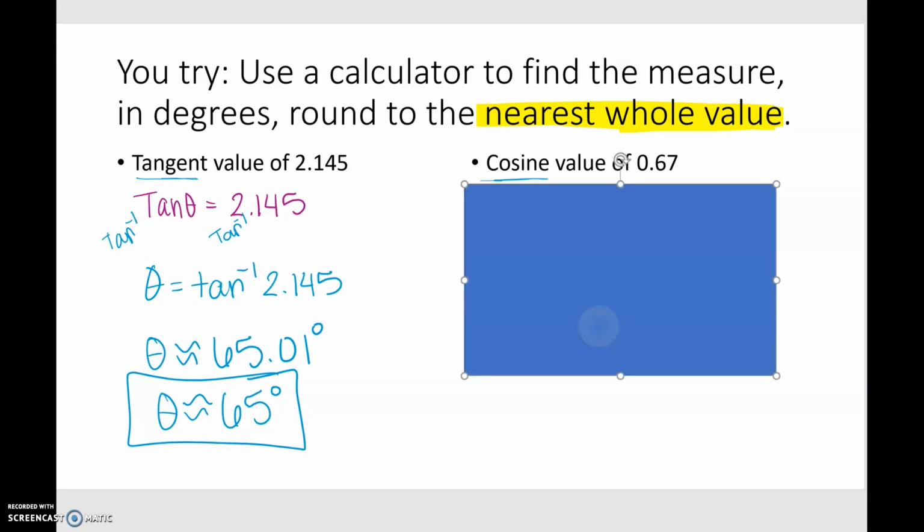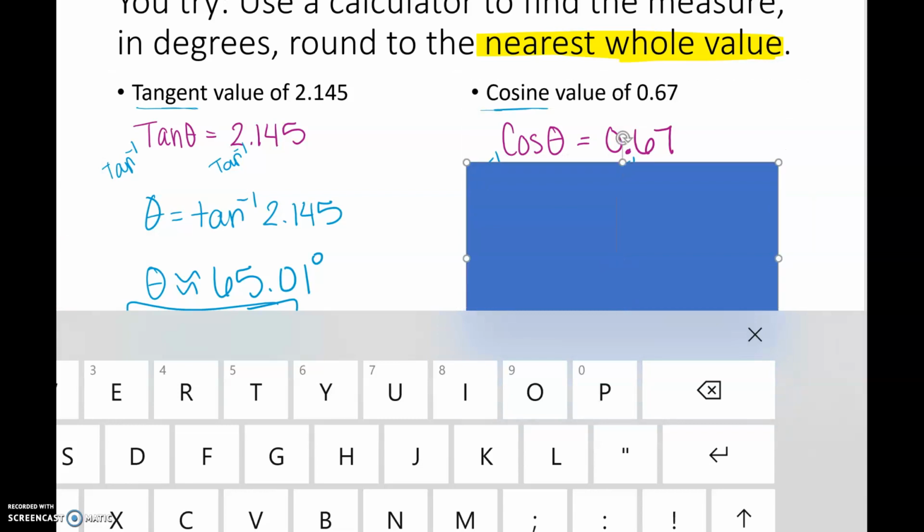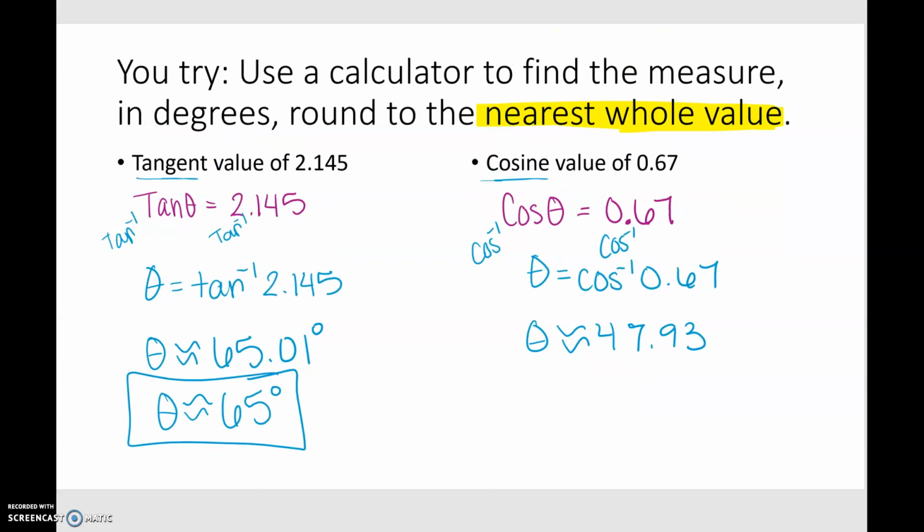On this side here, it is saying that cosine of theta equals 0.67. So we're going to take the cosine inverse of both sides, and then we're going to get that it is approximately 47.93, which means that we are going to round up in this case to 48 degrees.